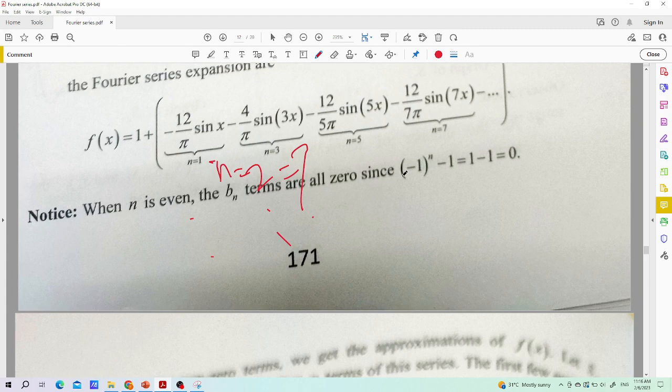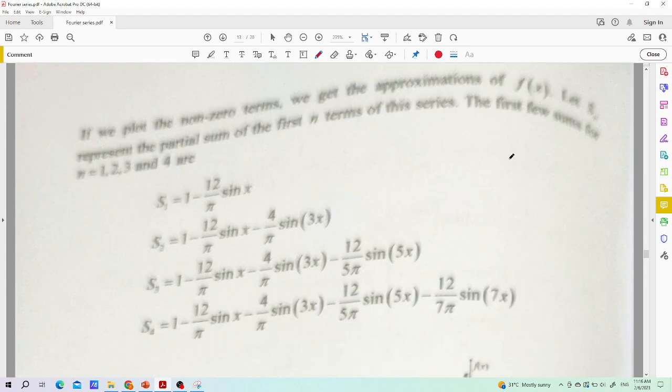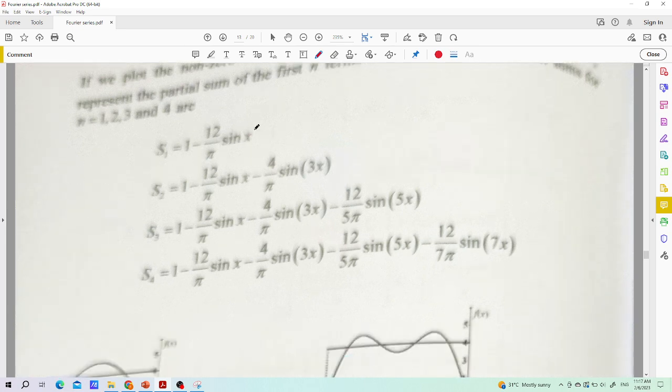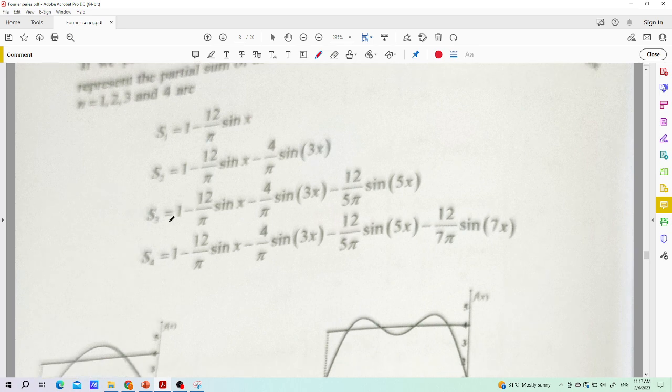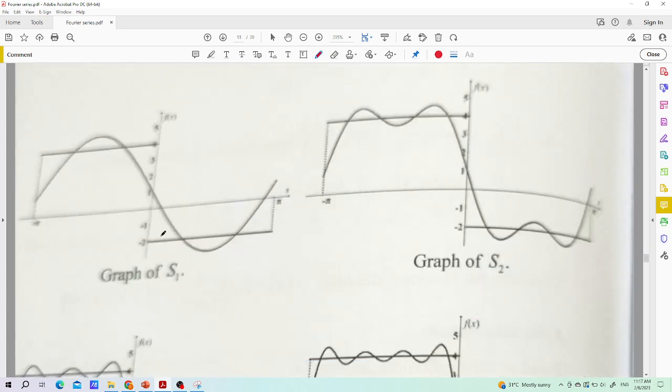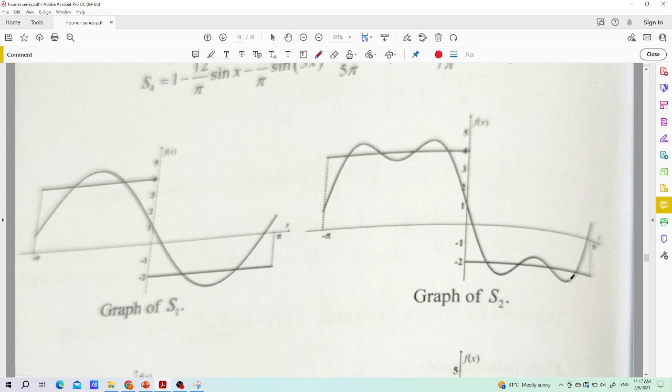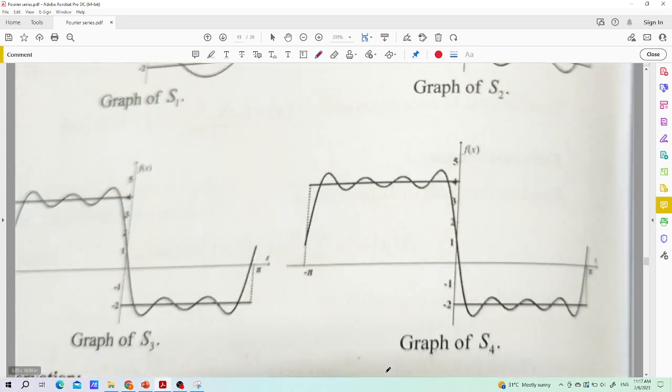The bn terms are also all 0 since (-1) to the power of n minus 1 gives 1 minus 1 equals 0. Alright, so if we plot the non-zero terms, we get the approximation of f(x). Let's represent the partial sum of the first n terms of this series. The first few terms here: s1 equals this, s2 equals this, s3 equals this, s4 equals this. So s1 is like this, s2 like this, s3 like this, s4 like this.